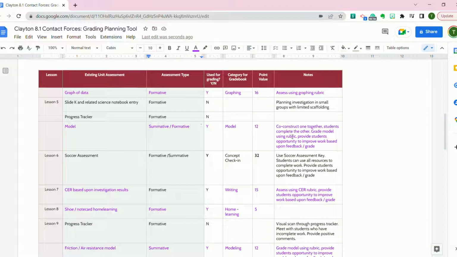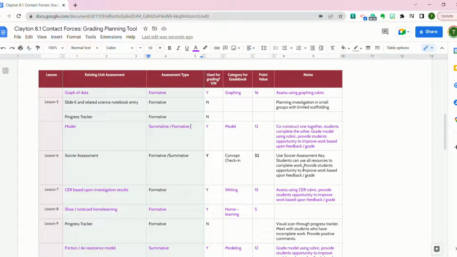But again, if they are unhappy with their work based on the feedback, they can go back and improve it and resubmit it. Then in lesson six, we have the soccer assessment, and we use the assessment key. We value this at 32 points just by going through and using the key to create points. So if a particular question has three aspects, we might make that a three-point question. And again, they can use all the resources that they want.